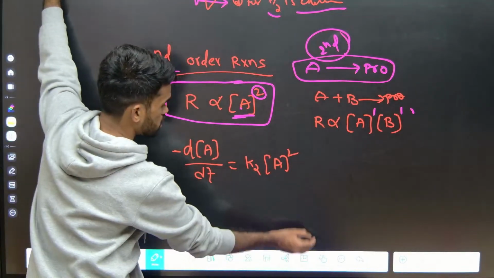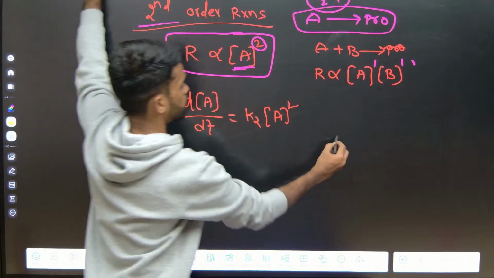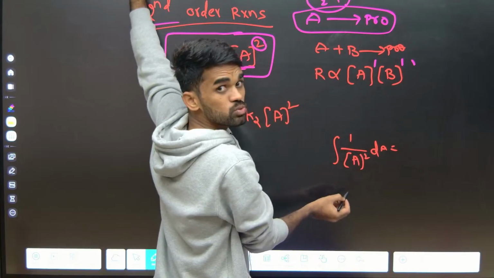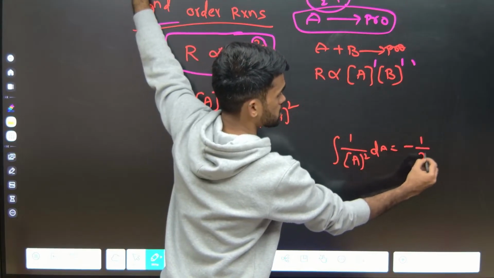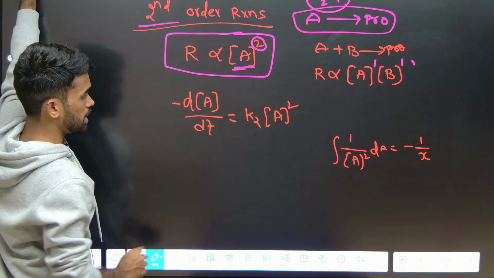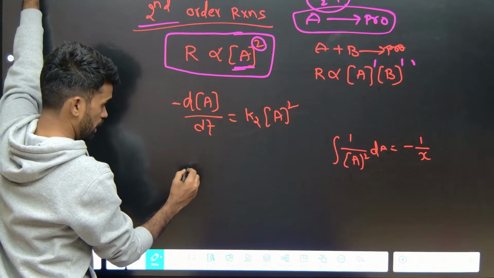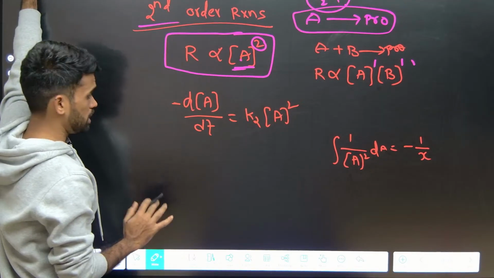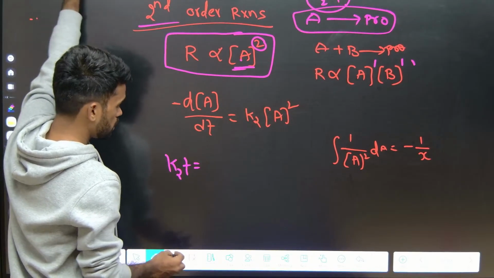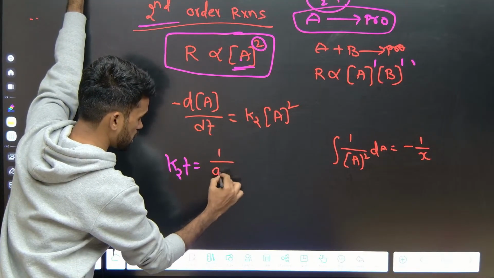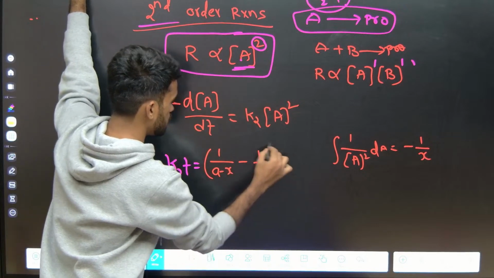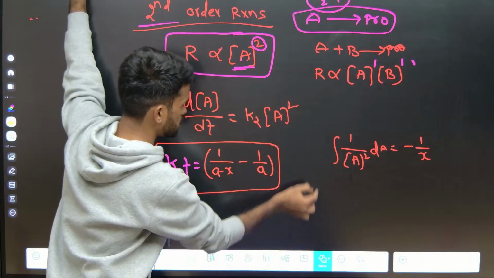So now upon integration you will get the integral of 1 by x square dx, which will be minus 1 by x. Okay, so here also you will get the same format. Therefore you can write the final equation, just see: K2 t is equal to 1 by A minus x minus 1 by A. This is the final equation you will get for this second order equation.